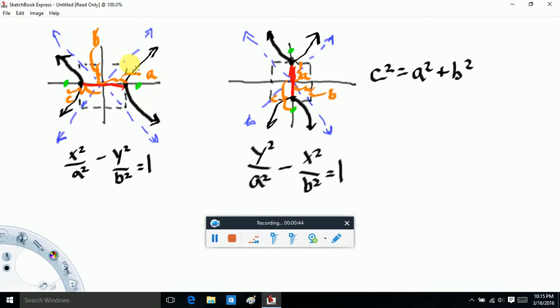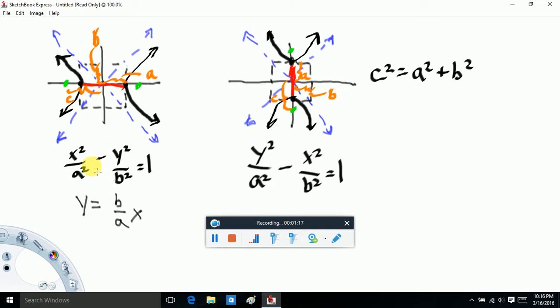So we know that the equation of this line is going to contain the point (a, b), right? Go over a and up b to get to this point. So what is the equation of that line? The equation of that line is y equals b over a times x.